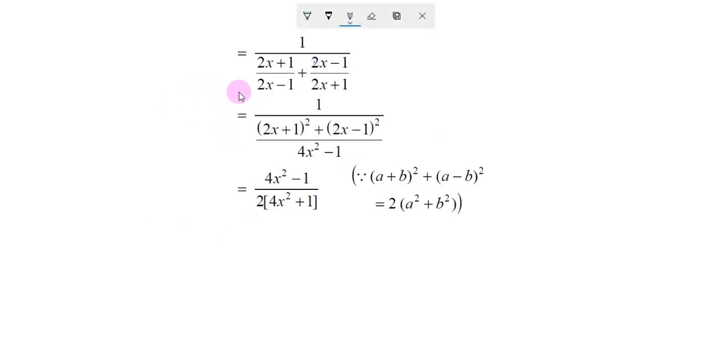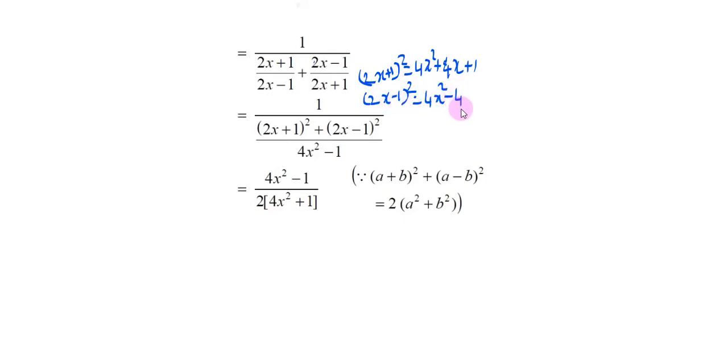Okay, now look, 2x plus 1 the whole square. So 2x plus 1 the whole square equal to a square, so 4x square, plus 2ab, so 2 into 2x into 1. So here 2 into 2x, so 4x, plus b square, 1 square, 1. Now 2x minus 1 the whole square. Here a square, so 4x square, minus 2ab, so minus 4x, plus b square, so plus 1.